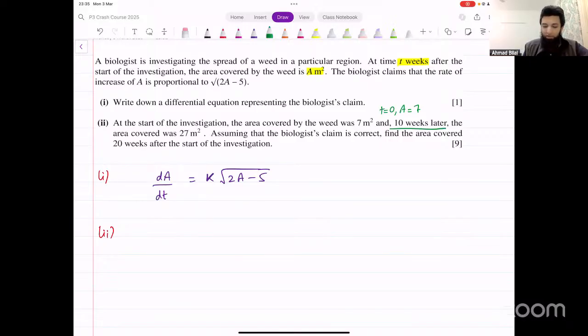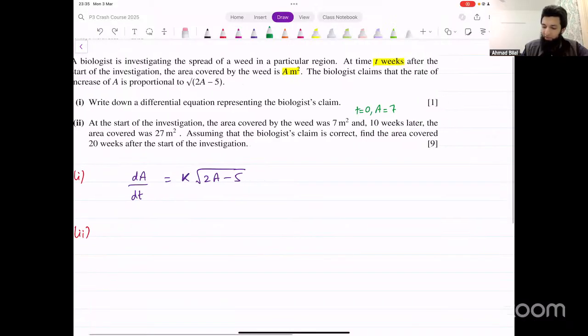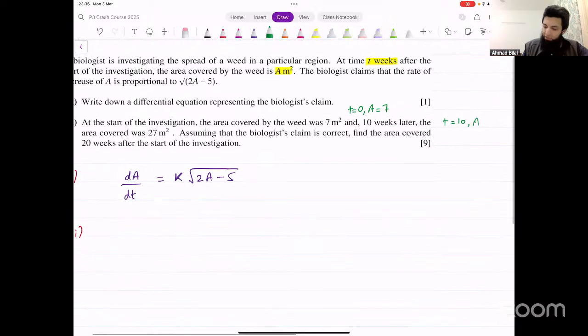10 weeks later, the area covered was 27 meters square. So that's another point that we have. When t is equal to 10, remember time is being measured in weeks here, A is equal to 27. That's another point that we have.